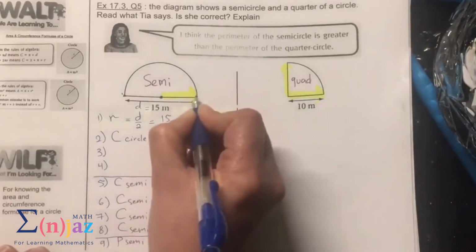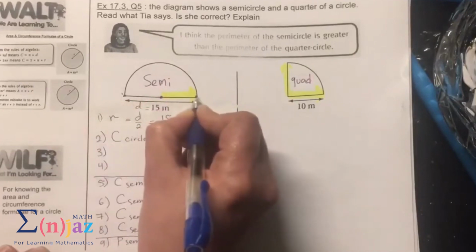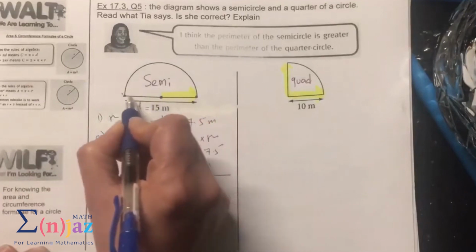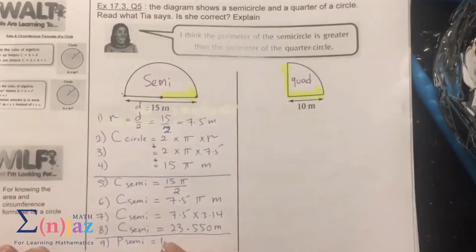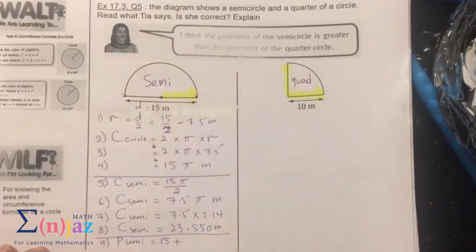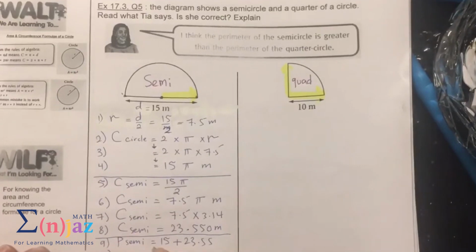Last step is calculating the perimeter of the semicircle. So we are starting at a point, and we are closing the shape. So we're adding all sides to close the shape. So this straight side here is 15, plus we add to it the length of the arc in the semicircle, which is 23.55. So step number 10, this is going to be equal to 38.550 meters.